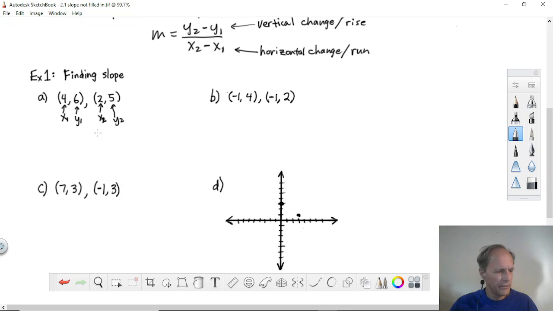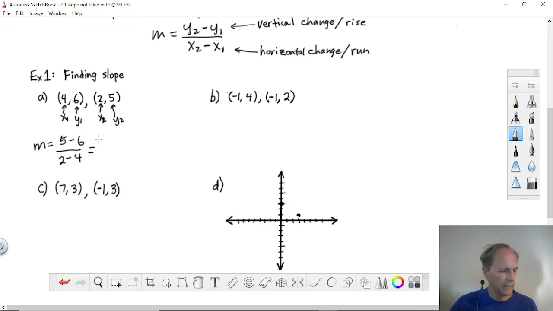So all we do is plug into this formula to find the slope. Here we go. Okay, in the top, y sub 2 minus y sub 1. Well, y sub 2 is 5, minus y sub 1 is 6. And then on the bottom, x sub 2 minus x sub 1. x sub 2 is 2, minus x sub 1 is 4.